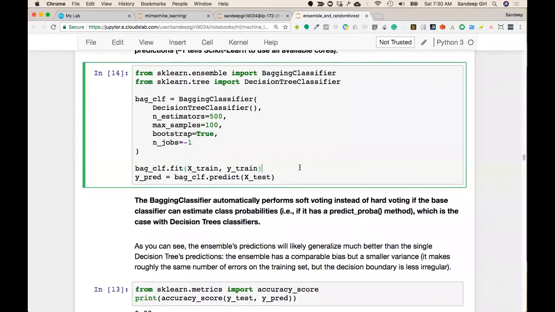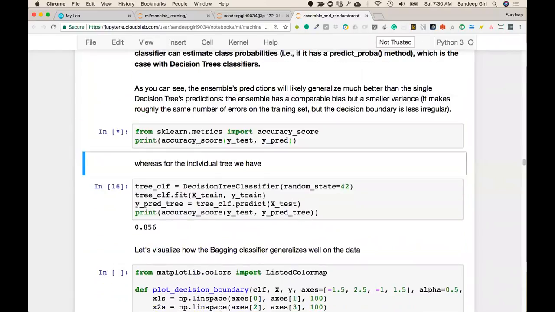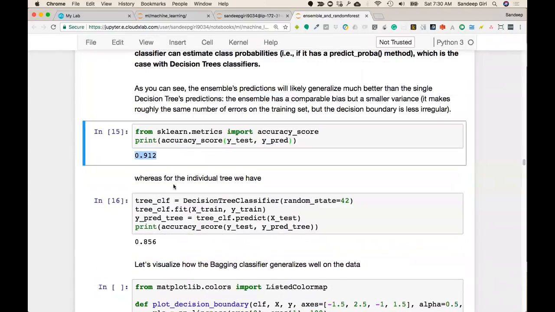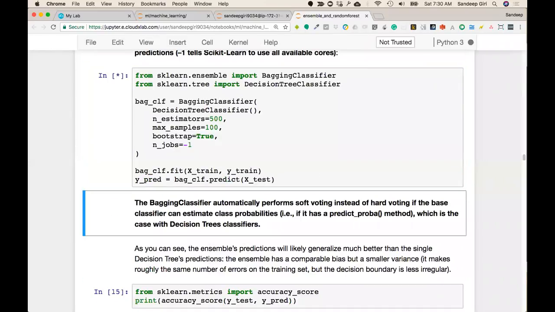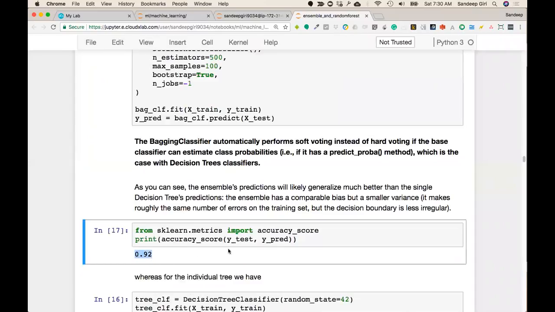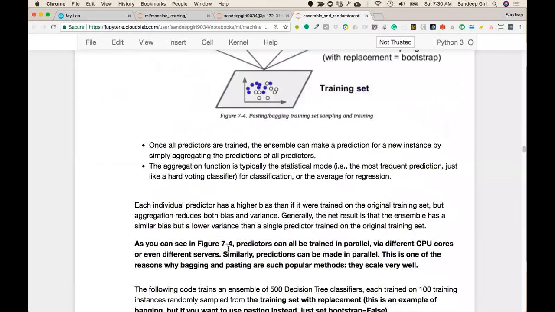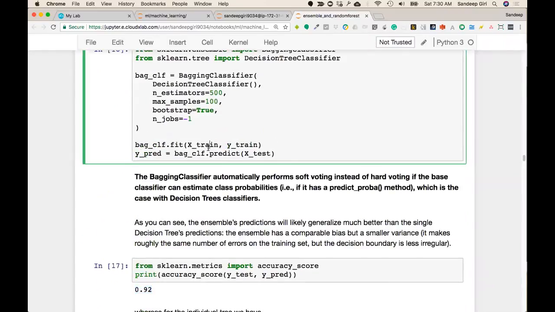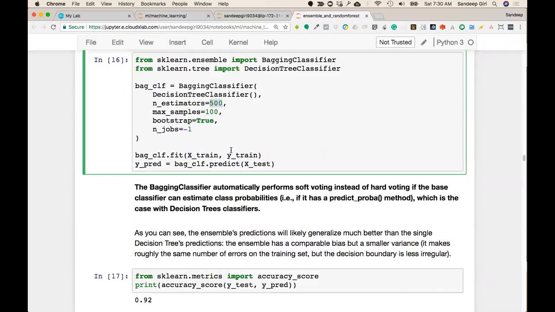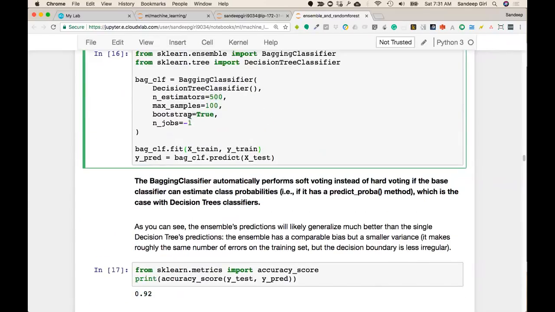Yes, go ahead, Noor. So here we have done this, and I think this is very clear to you. Now the accuracy is around 0.912. Let me run it. No, actually, the accuracy is 0.92. Interesting. It's the same data, it's just that we have increased the estimators to 500. Earlier, the accuracy was 0.912. Now it's 0.92. So this is an example of bootstrap.